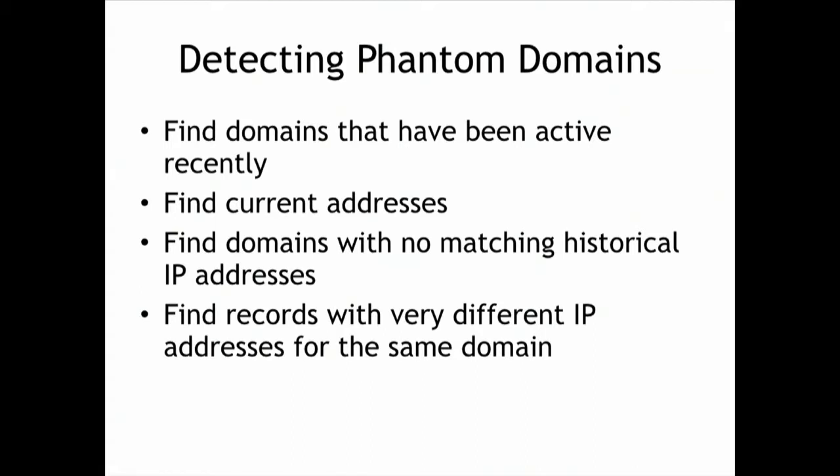I think at one point it had 10,000 new domains a day, and Microsoft made a special deal with ISPs to buy all those domains as fast as they could be predicted and actually get ahead of it. Anyway, so you can find domains that have been active recently, find their current address, and find one with no matching historical records. These are domains that have just appeared out of nowhere, and then they close quickly, and that's clearly not normal, because somebody would normally buy a domain, put up a website, and it would be there for a while. All right, and find ones with very different IP addresses for the same domain.